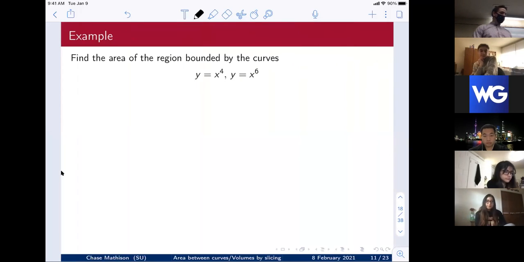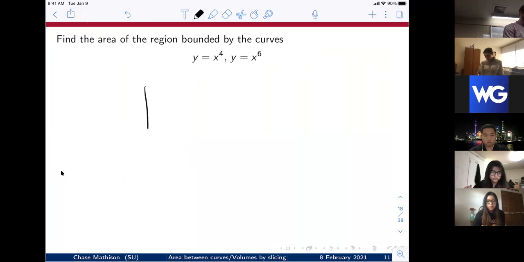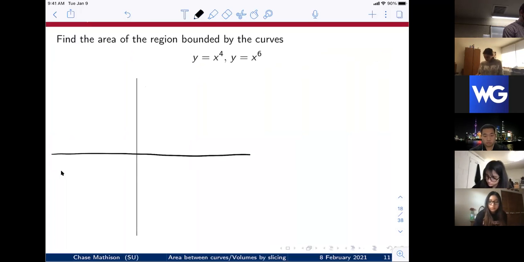Okay. So let's look at an example where maybe it's not as obvious what we need to do. Find the area of the region bounded by the curve y equals x to the 4th and y equals x to the 6th. And I have not given you a graph here. So we need to do a little bit of graphing ourselves. All right, so y equals x to the 4th.